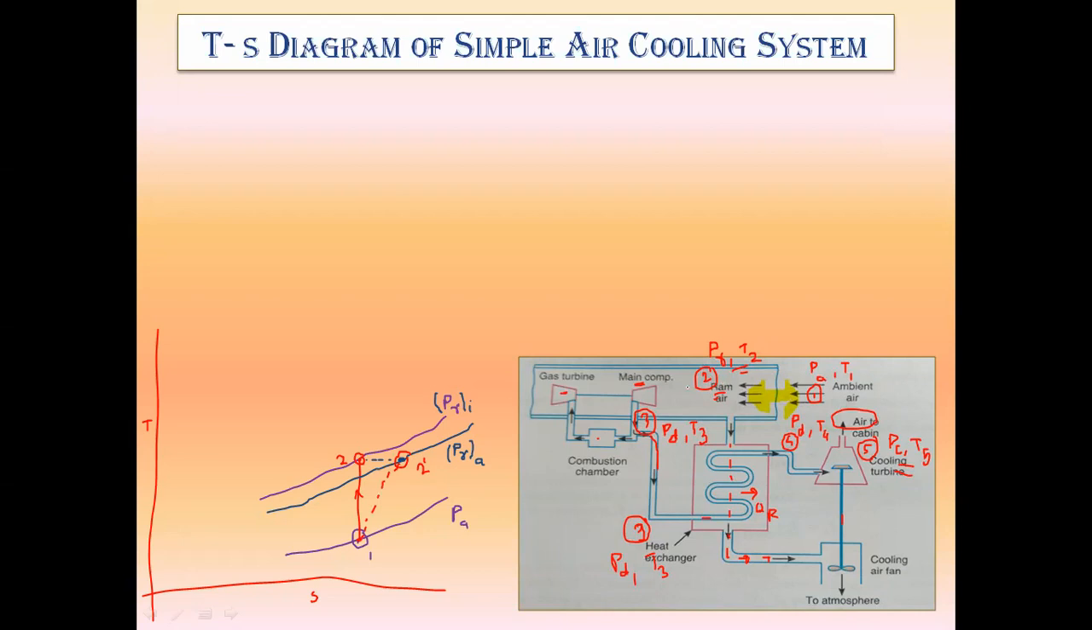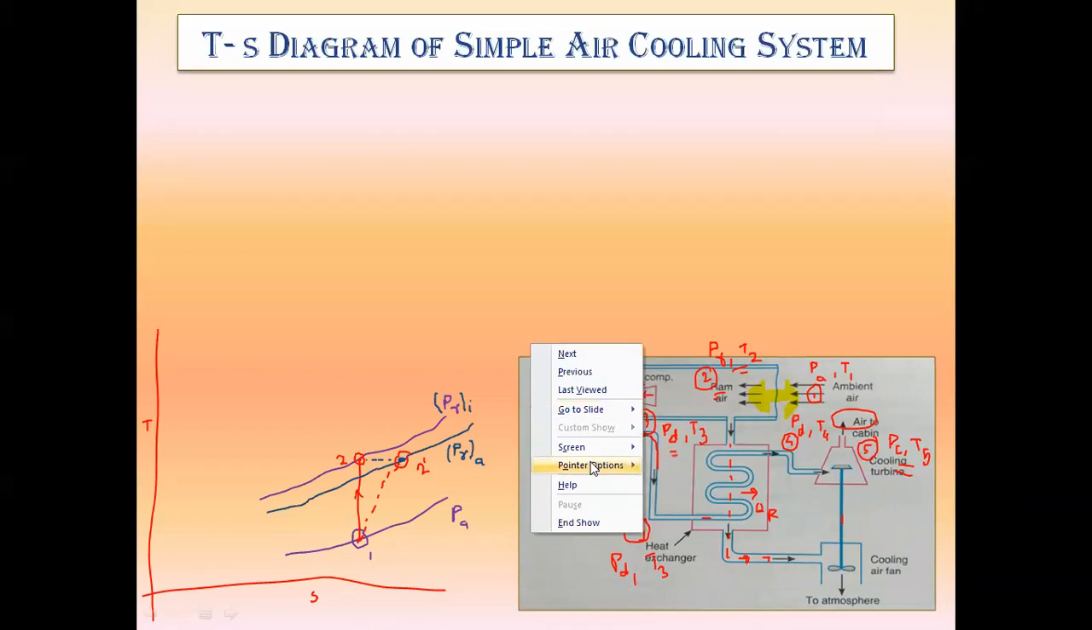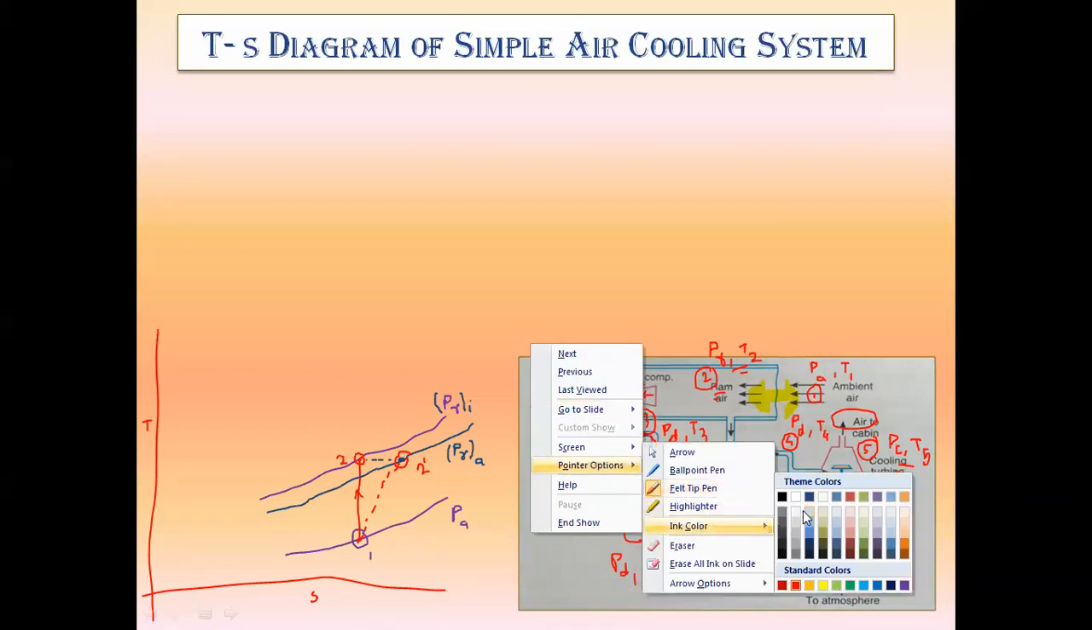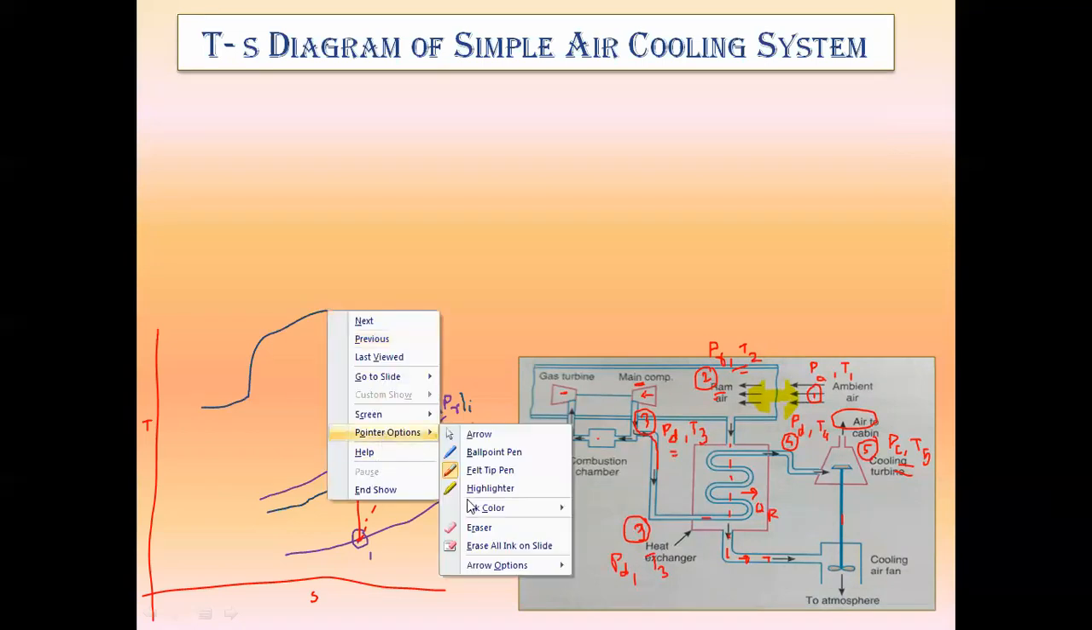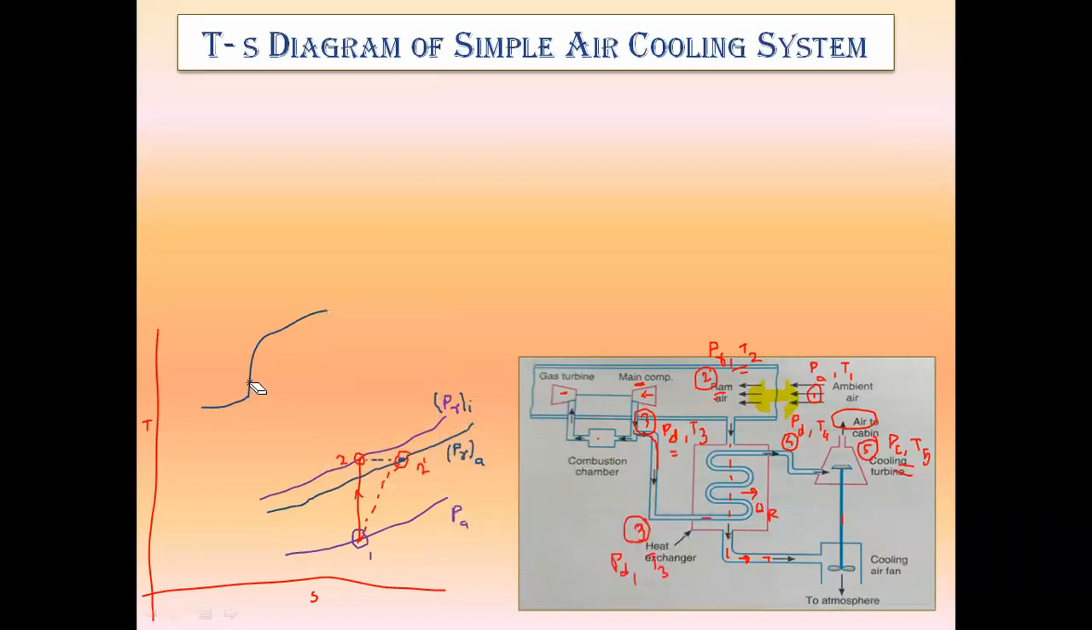Now the 2 to 3 process is nothing but the compression process inside the main compressor. For the main compressor, the inlet point is point number 2, and the outlet point is point number 3. The outlet point has the pressure as the delivery pressure. So one more pressure line I need to draw on this TS diagram, and that pressure line will be called the delivery pressure line.